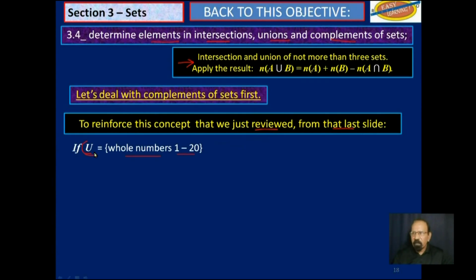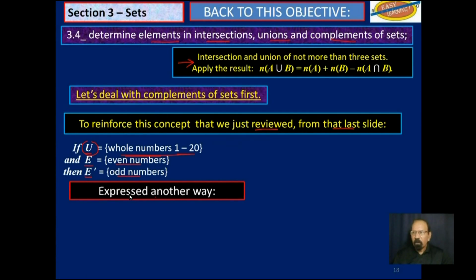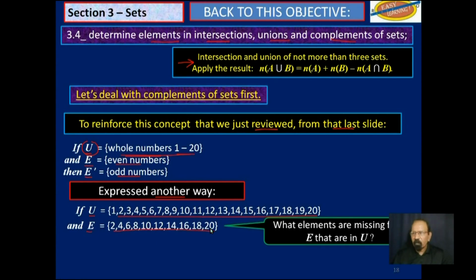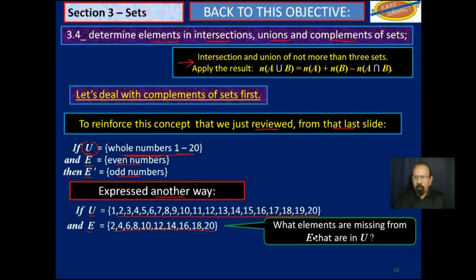So if the universal set is made up of the whole numbers 1 to 20, and E is a subset, which is even numbers, E prime would be odd numbers. You can express that another way. The universal set are these numbers. We actually went ahead and listed them out. The subset E are the even numbers 2, 4, 6, 8, 10, 12, 14, 16, 18, 20. So what elements are missing from E that are in U?